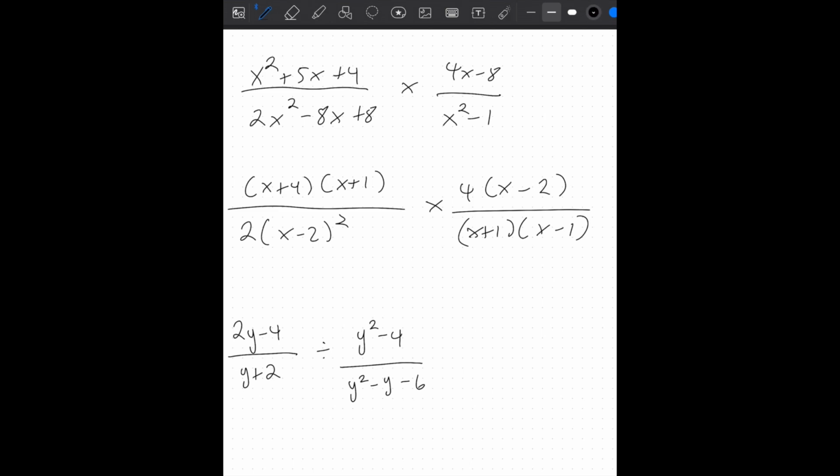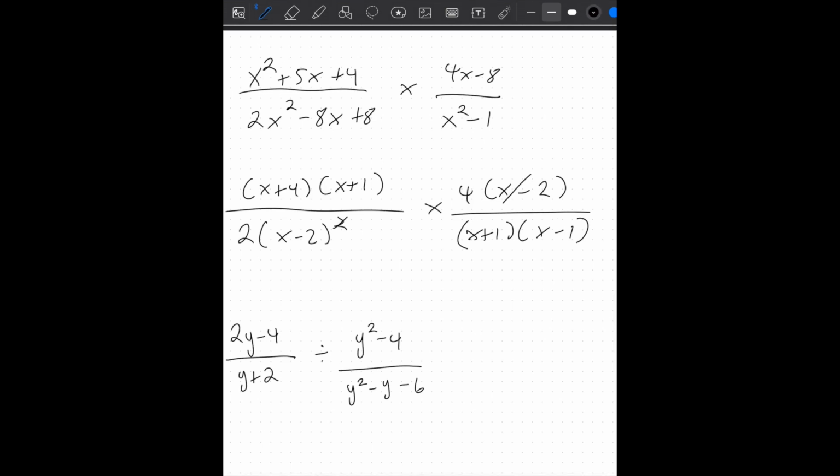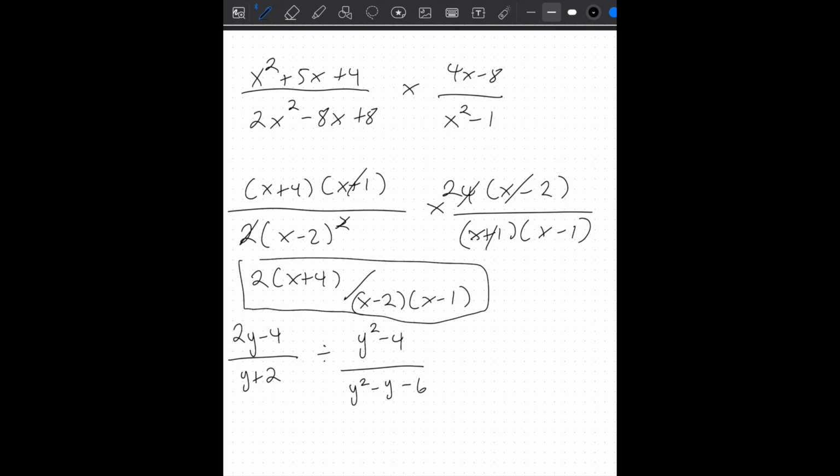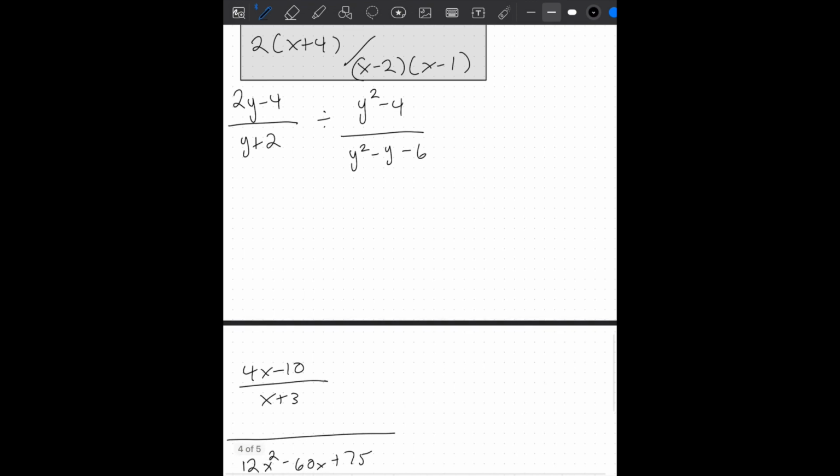So now, I can cancel this and this. x plus 1, and I would be left with the 2 can become 2, and this would just become 2 times x plus 4 over x minus 2 times x minus 1. Good.